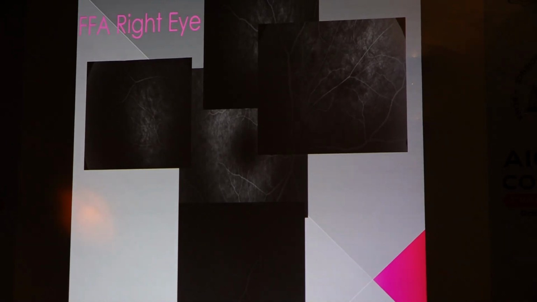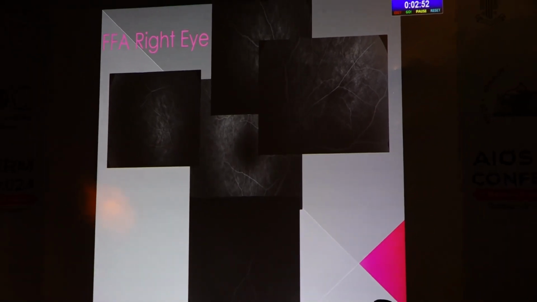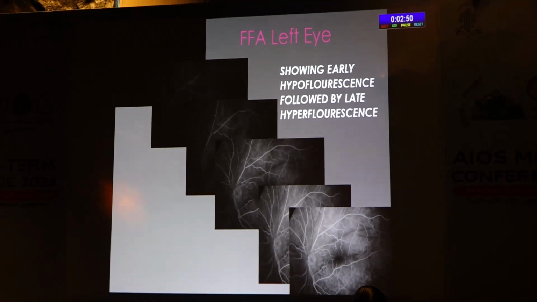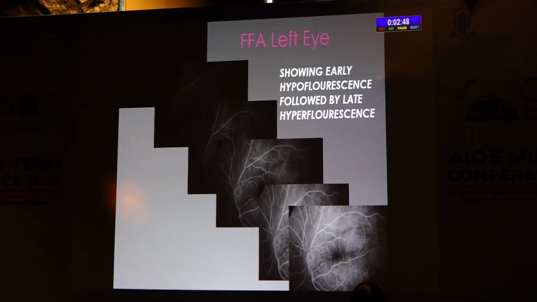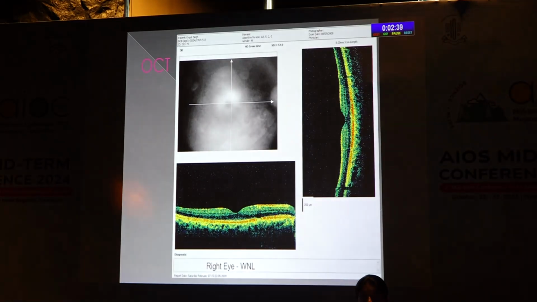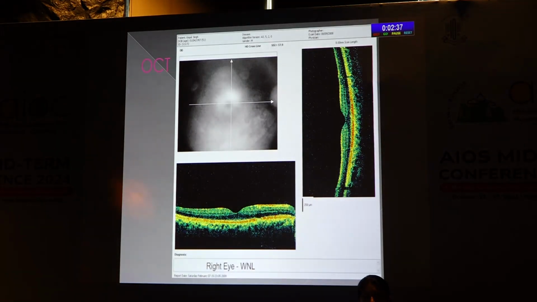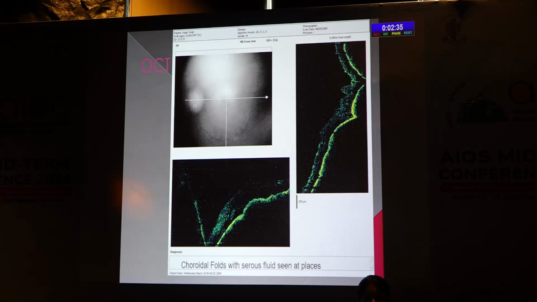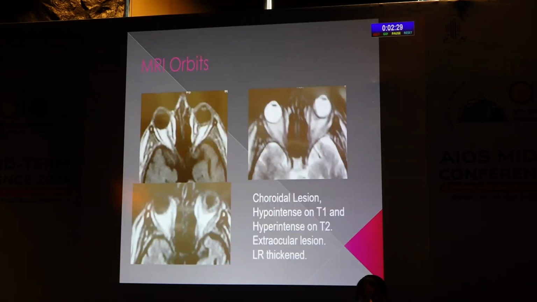So the fluorescein angiography was done, which shows early hypofluorescence followed by late hyperfluorescence in the choroidal areas of the left eye. You can see this in the collage. The OCT also revealed the right eye was normal, while the left eye revealed an elevated choroid and a mass lesion below the choroid. So we were dealing with a choroidal lesion.